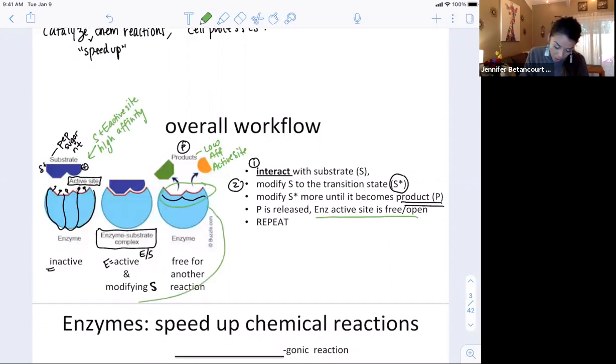So let's draw a big arrow. We can come back over here and repeat this process. So the cell really just has to make the enzyme once. And then as long as it doesn't denature or degrade, it's good to go. Maybe the enzyme, if it was in quaternary structure, separates into its subunits until it's like, oh, there's the substrate, subunits, let's all congregate. All right, let's do it. That's the overall workflow. Now we're going to get into detail for each of these steps.